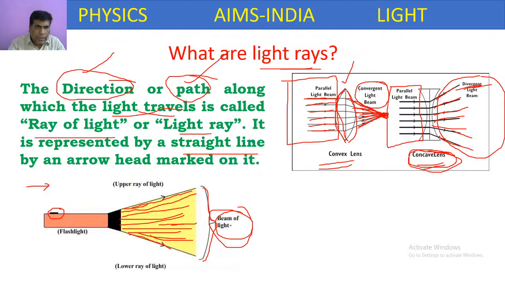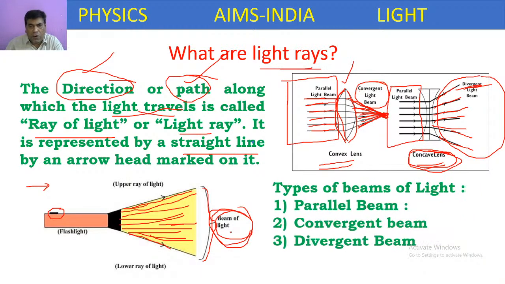So here once again let me repeat. A beam of light means a group of rays. What is a ray? The direction of light. A group of rays is called a beam of light. But in beams of light we have some types. The types are parallel beam, convergent beam, and divergent beam. Parallel beam means the rays are parallel to each other. When a parallel beam passes through a convex lens, you can observe a convergent beam, where all rays come together and meet at a point. If the same parallel beam passes through a concave lens, you can observe a divergent beam, where all the rays start moving away from one another. So like this we have types of beams of light.